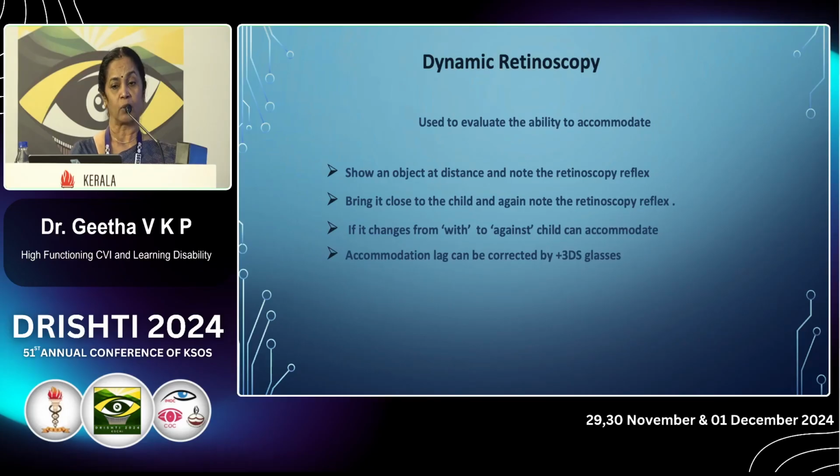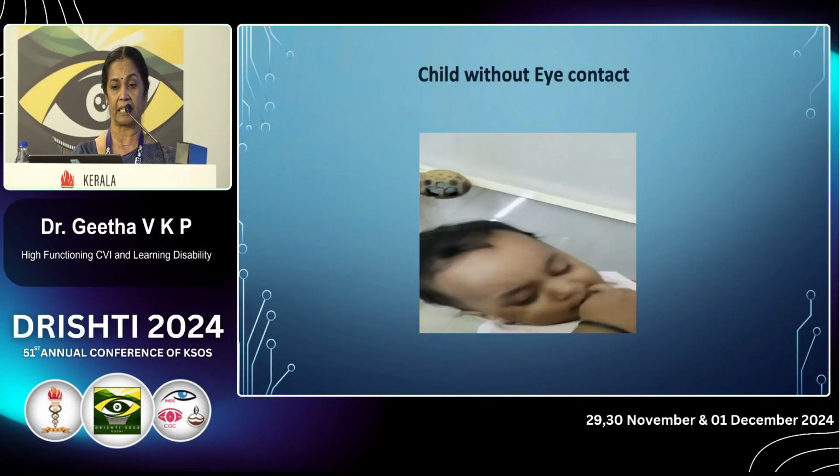The dynamic retinoscopy is used to evaluate the ability to accommodate. Show an object at distance and note the retinoscopy reflex. Bring it close to the child and again note the reflex. If it changes from with to against, the child can accommodate. If there is no change, that means there is accommodation lag, which can be corrected by +3 glasses.